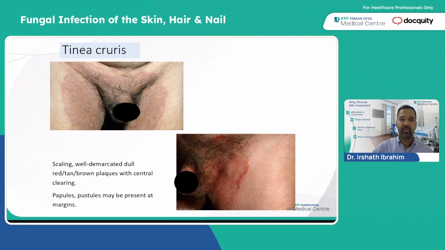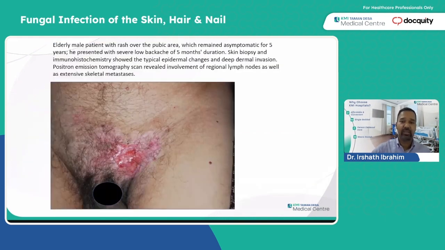I just want to share some differential diagnosis. This is an elderly patient with a rash over the pubic area, remained asymptomatic for 5 years, presented with low backache of 5 months duration. The skin biopsy showed infiltration of the epidermis and dermis, which is not typical of a fungal infection, not typical of a dermatophytosis causing tinea cruris. And the scans reveal lymph node and skeletal metastasis. If you come across a case like this, if you're treating for tinea cruris for many months to years, what could your differential diagnosis be?